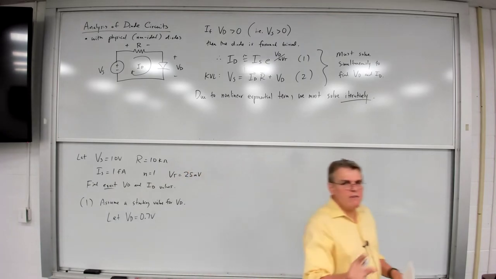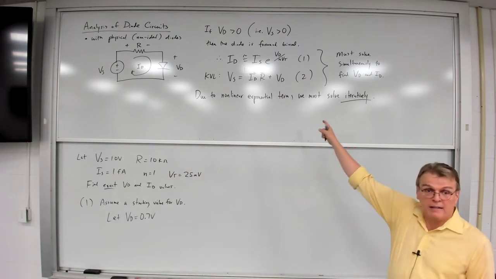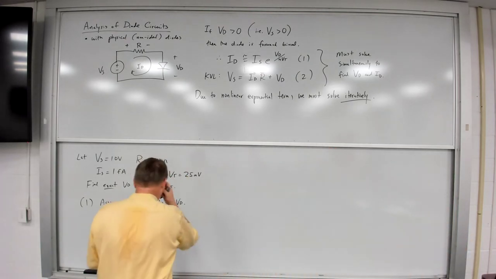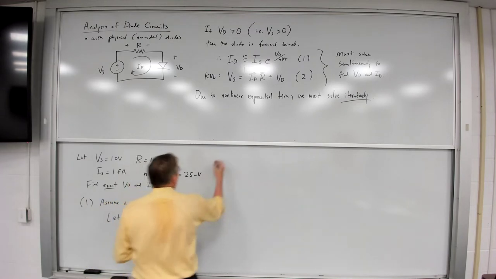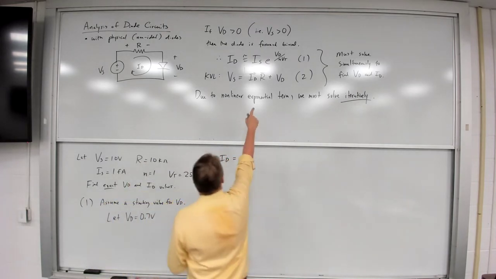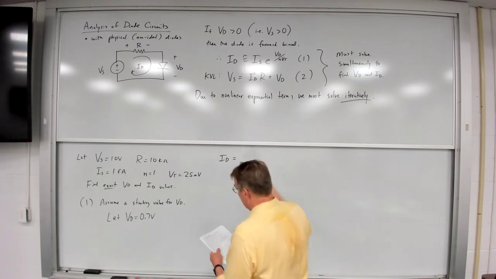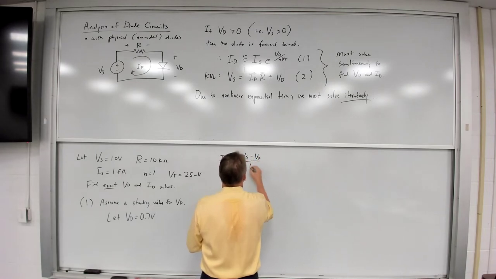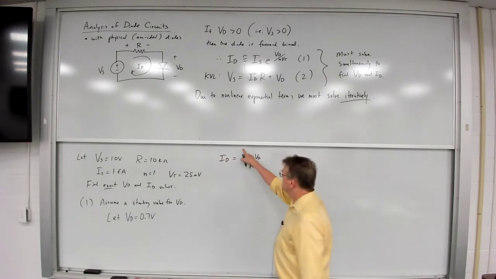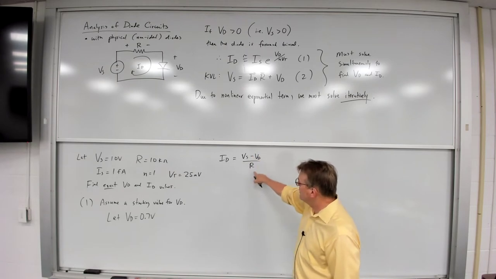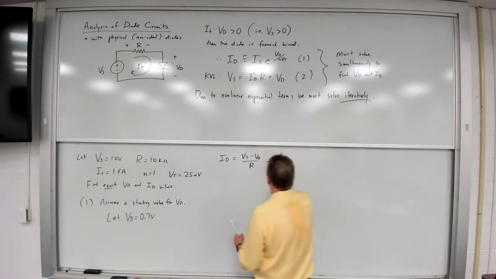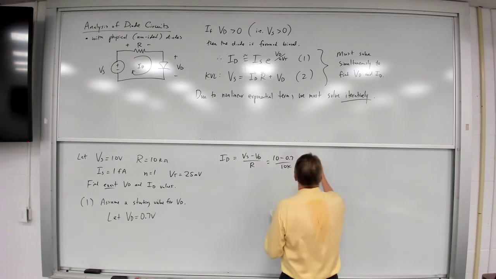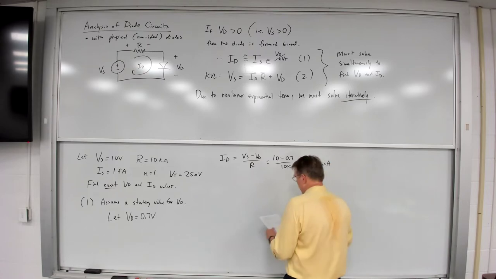All right, now, given this, I'm going to plug that into the KVL equation and solve. So taking that KVL equation, I'm going to rewrite this. ID is equal to Vs minus Vd divided by R. So given 10 volts and 0.7 and R equal to 10K, I plug those numbers in, and that's equal to 930 microamps.